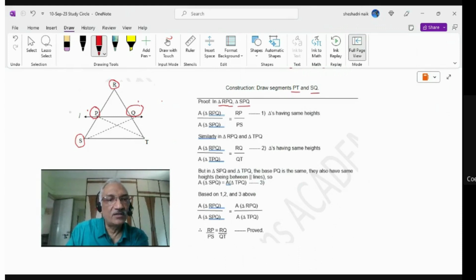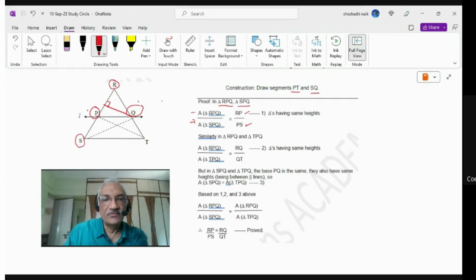Now, if I draw a perpendicular from the apex, which is the common point Q, onto the opposite side, which is RP or SP, the height is going to be the same for the two triangles. So obviously the areas of these two triangles will be proportional to the bases. So area of RPQ upon area of SPQ is equal to RP upon PS. I hope this is clear.